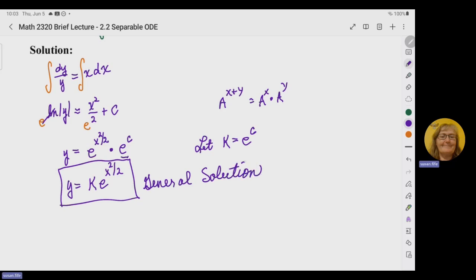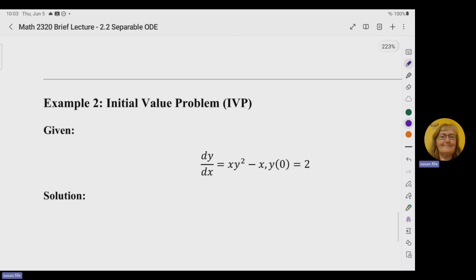So the general solution is a solution that contains the constant of integration. In this case, our k, and it gives us a family of solutions where k can be any real number. And the second example we're going to look at is an initial value problem. An initial value problem is an equation where you're given an initial value, y of 0, which allows you to solve for the constant of integration.